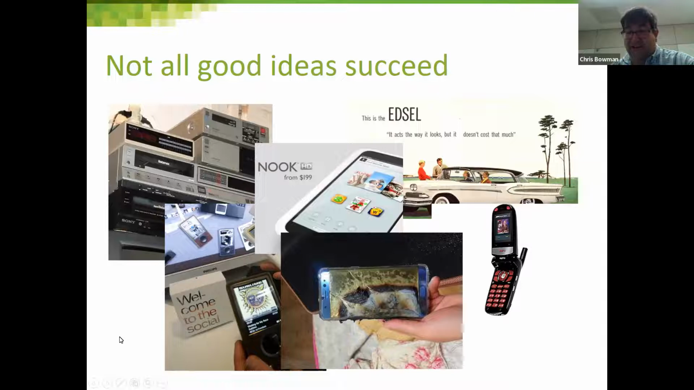Microsoft's Zune, I think it was, MP3 player. Again, never really caught on. A very, very high-end Nokia flip phone that was released right about the same time as the first iPhone. Didn't really catch on because the market just went in a completely different direction.